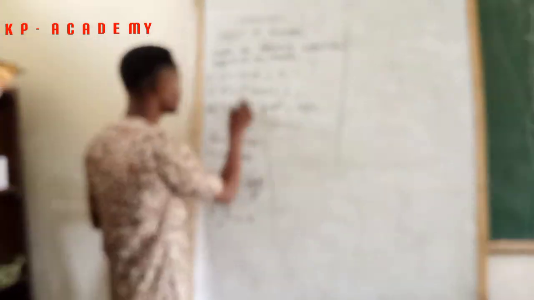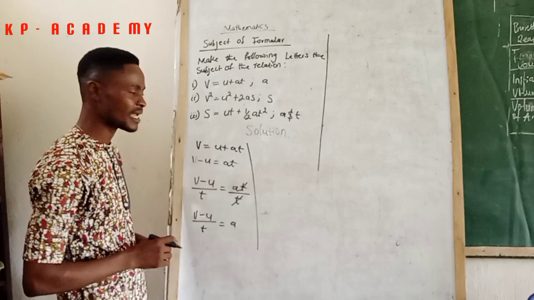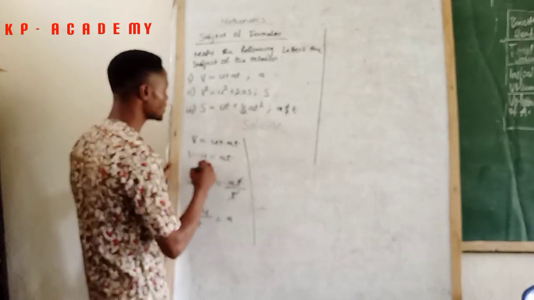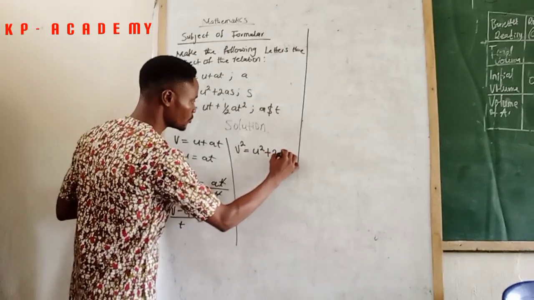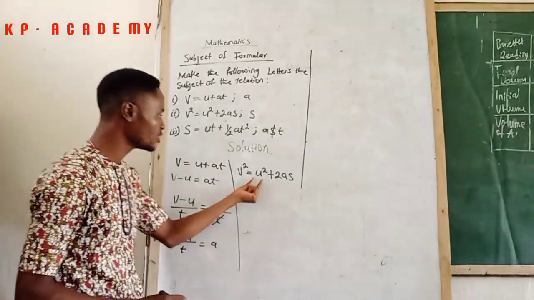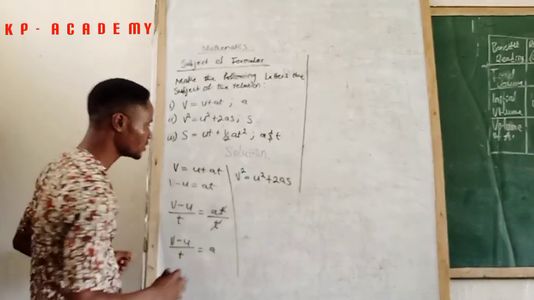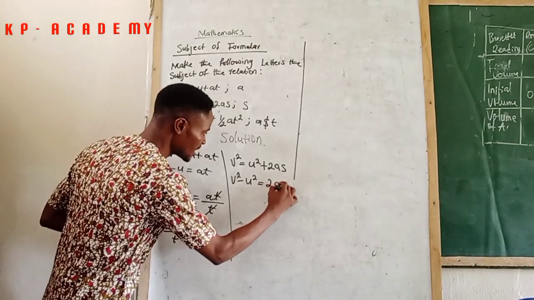Then the second one, we have that V squared equal to U squared plus 2AS. We are going to make S the subject of the formula. So let's quickly run through. V squared is equal to U squared plus 2AS. Making S the subject of the formula, we just need to carry U squared to the other side of the equation. And when we do that, V squared minus U squared is equal to 2AS.